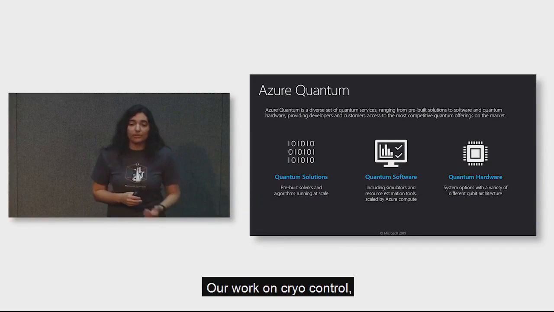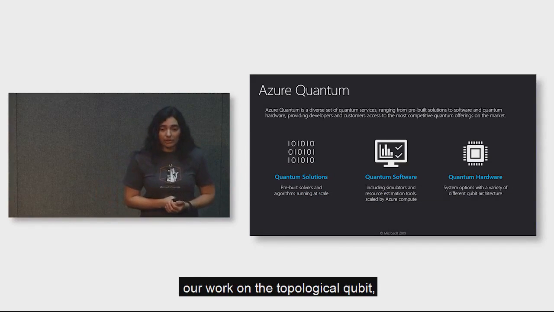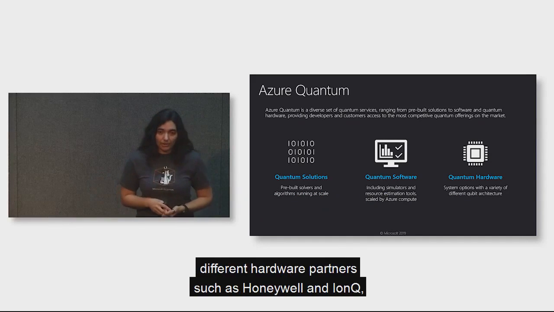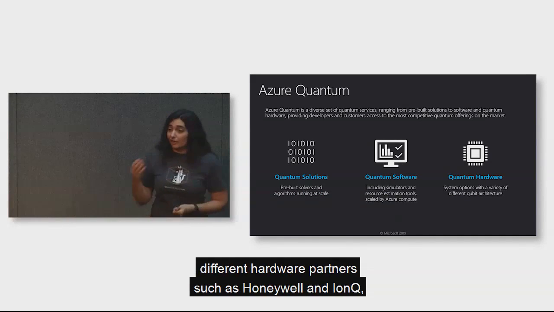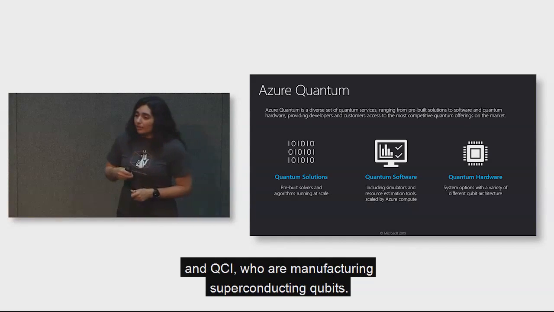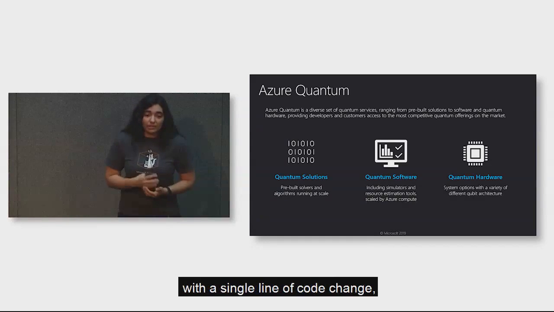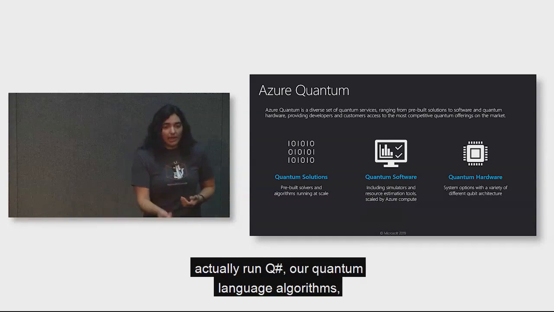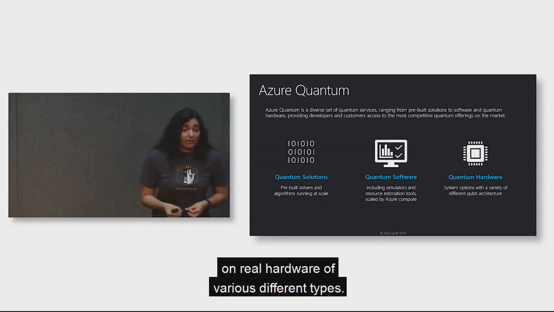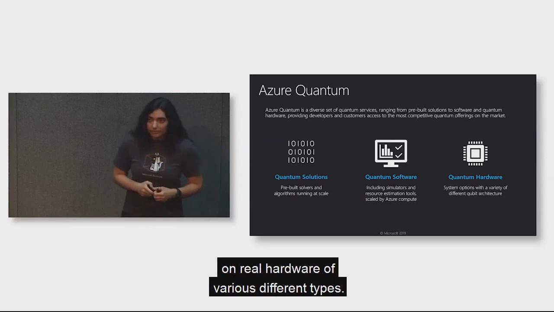Our work on Cryo Control, our work on the topological qubit, and not just our qubits. We're actually partnering with a number of different hardware partners, such as Honeywell and IonQ, who are manufacturing ion trap quantum computers, and QCI, who are manufacturing superconducting qubits. So you'll be able to, with a single line of code change, actually run Q#, our quantum language, algorithms on real hardware of various different types.